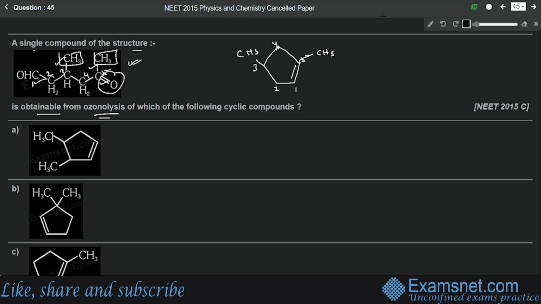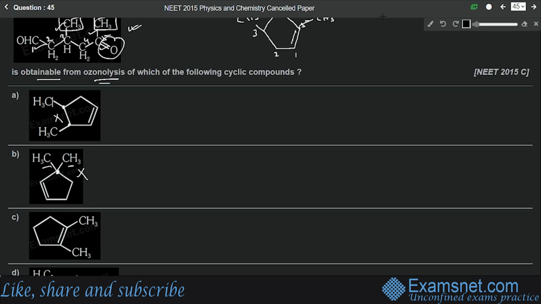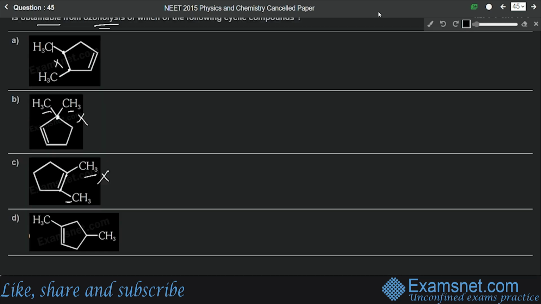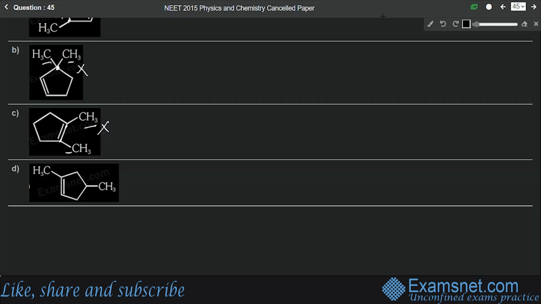So in the first option you can see that the methyl groups are present on adjacent carbons, but it is not correct, because they should be present after leaving one position. So this is incorrect. In the second one, both the methyl groups are shown at one position only. This is also incorrect. Then in the third one, again, these two methyl groups are present on adjacent carbons. So this is also incorrect. And in the last one, yes, these are present after leaving one position in between. So this is the correct one.